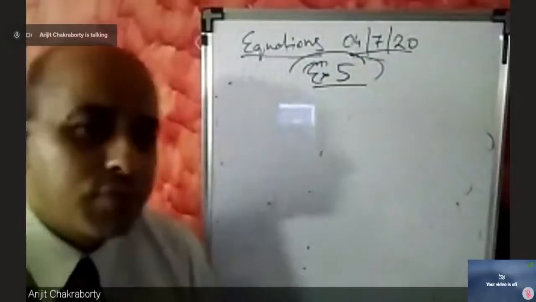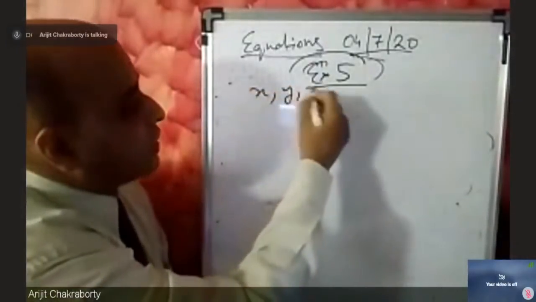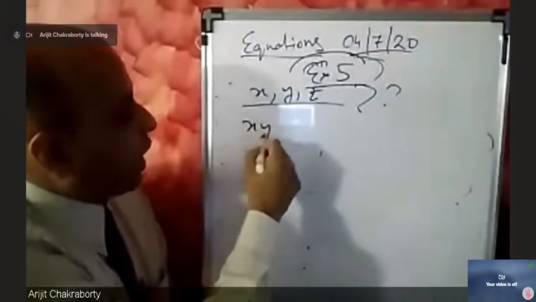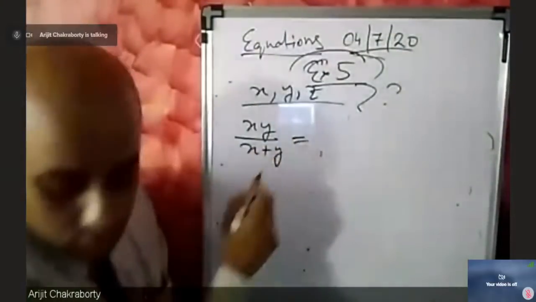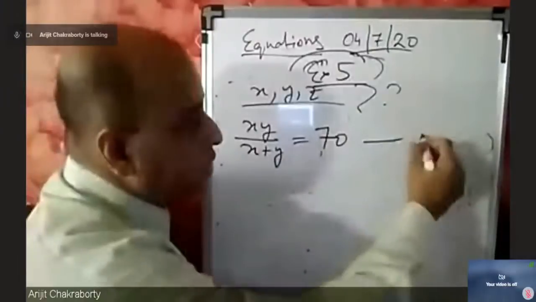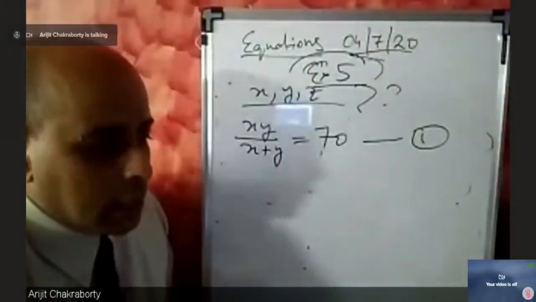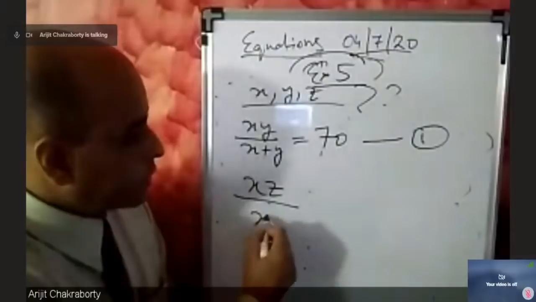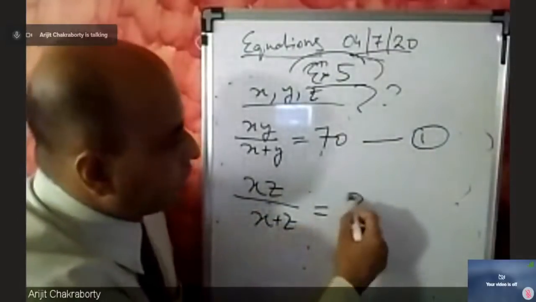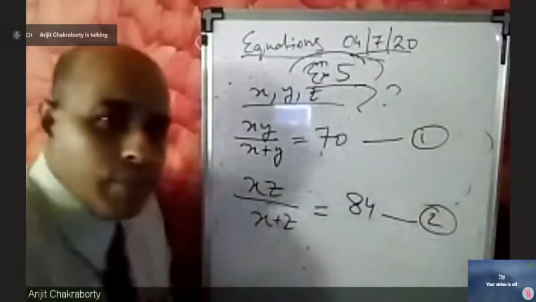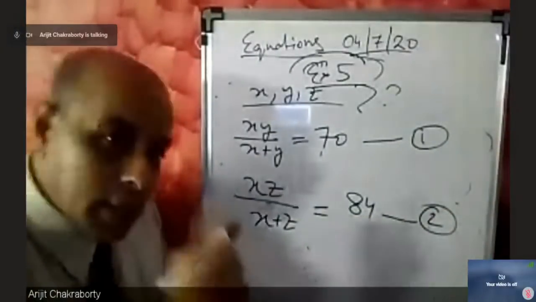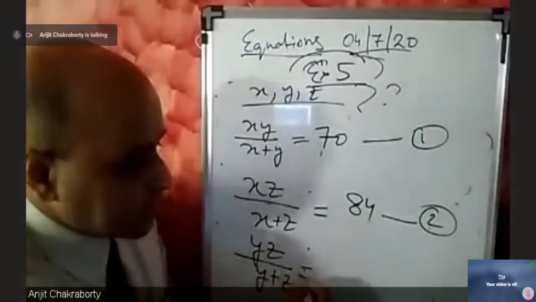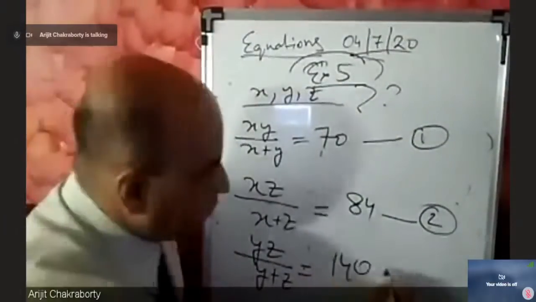So we have to find the value of x, y, and z. We don't know, question mark. Let's see the equation. xy by x plus y is equal to 70. This is equation number 1. Next one, xz divided by x plus z is equal to 84. This is equation number 2. And the last equation is yz divided by y plus z is equal to 140. This is equation number 3.